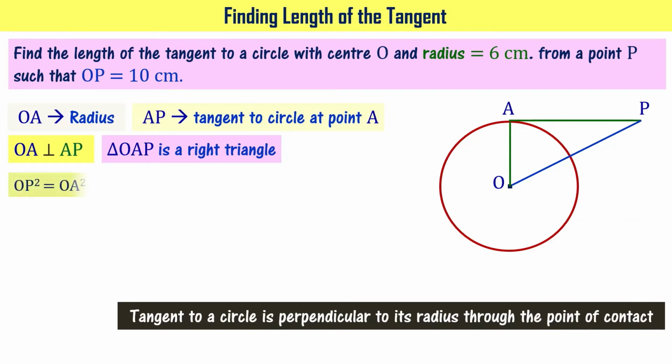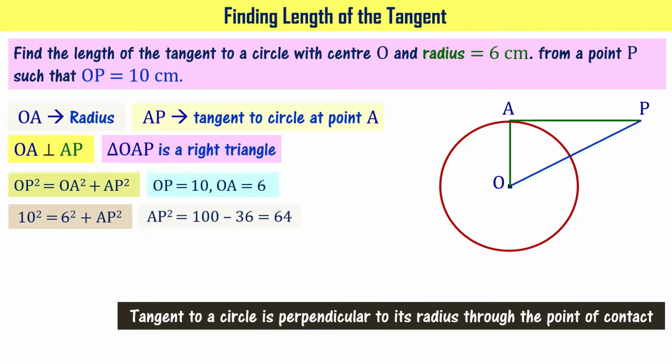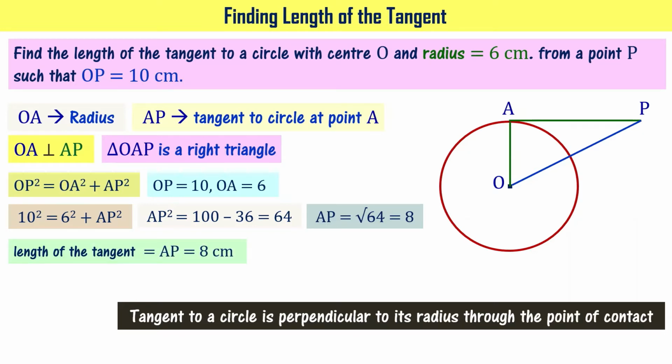Let's do that now. As per Pythagoras theorem, we can write OP square equal to OA square plus AP square. Here OP is the hypotenuse of the given right triangle, right? We know OP is given, that is equal to 10 centimeters, and OA equal to 6 centimeters. Let's substitute these values into the previous equation and simplify such that you get AP square equal to 64. It means AP equal to 8, right? Now we can write the length of the tangent AP equal to 8 centimeters. This is what we are asked to find, right?